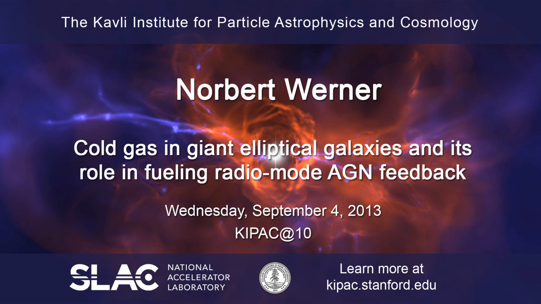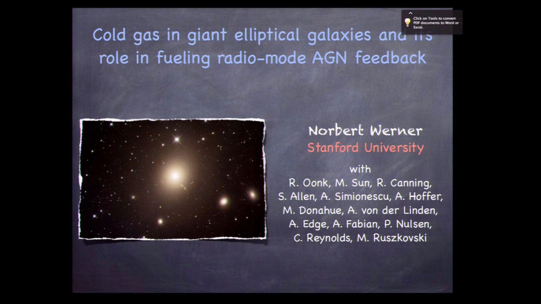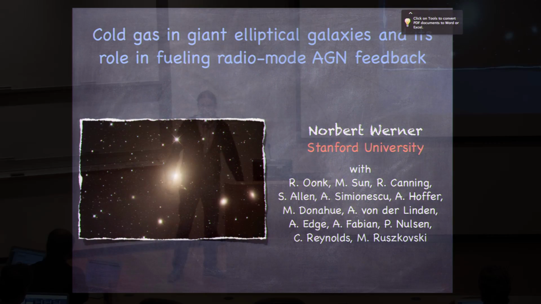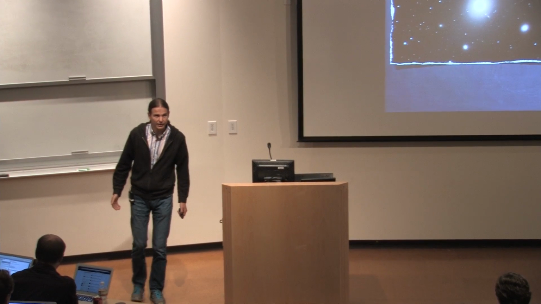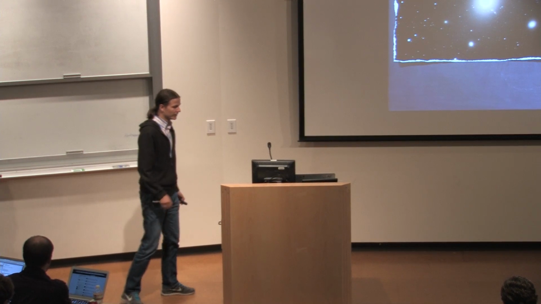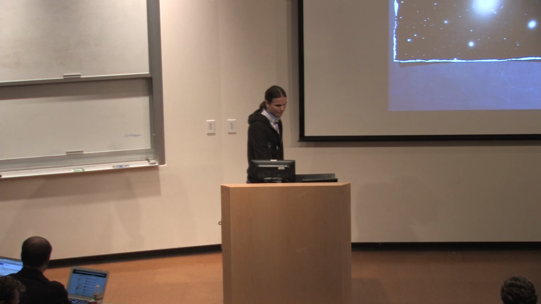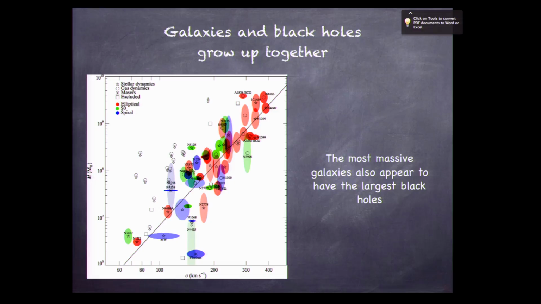Good afternoon, everybody. I will talk today about cold gas in giant elliptical galaxies and its role in galaxy evolution and in fueling radio mode AGN feedback. As you all probably know, black holes and galaxies seem to grow up together. The bigger the galaxy, the bigger the supermassive black hole at its center.